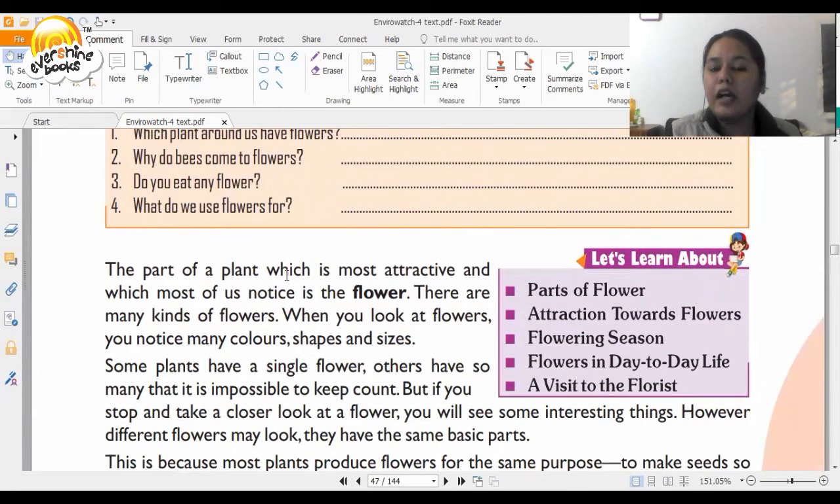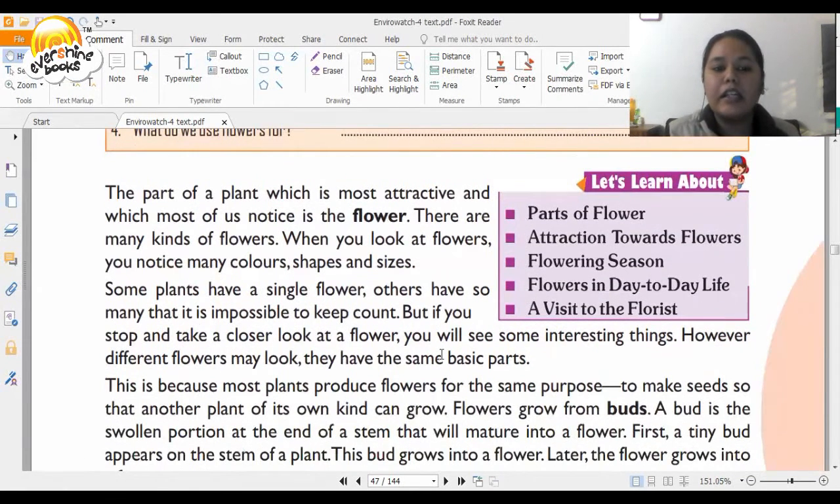The part of a plant which is most attractive and which most of us notice is the flower. There are many kinds of flowers. When you look at flowers, you notice many colors, shapes and sizes. Some plants have a single flower. Others have so many that it is impossible to keep a count. But if you stop and take a closer look at a flower, you will see some interesting things.